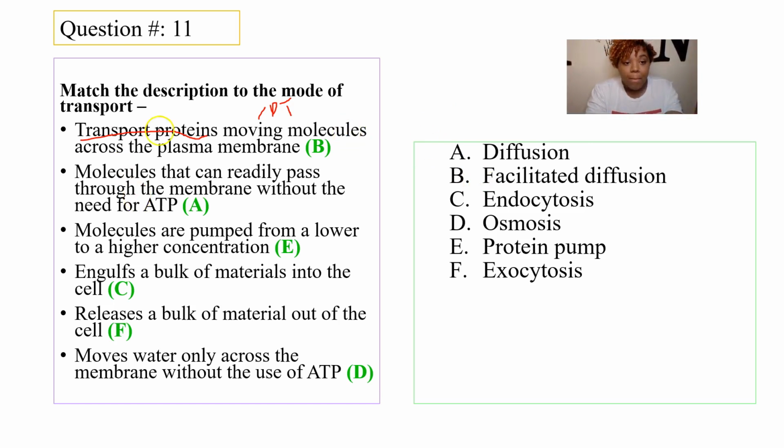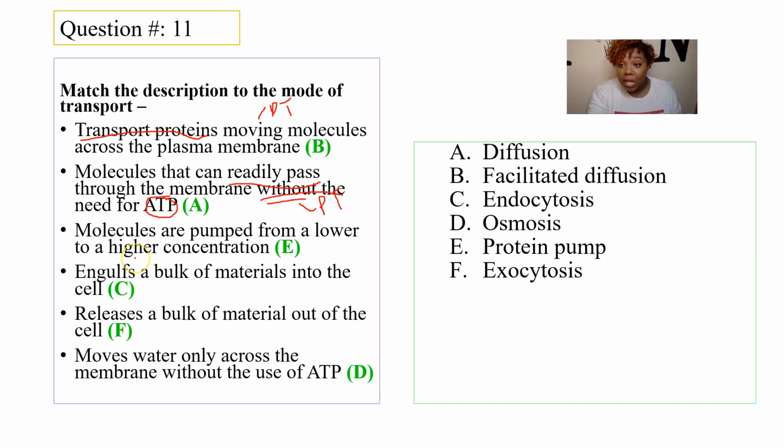The second one, molecules can readily pass, meaning without any help. They can just pass through the membrane without the use or need of ATP, which makes my answer A, diffusion. Diffusion passes through. It doesn't need proteins, it doesn't need energy, and since I know it doesn't need energy, I know right off the bat that it is passive transport. Now, if it was osmosis, they would have told me it was water. But since they didn't, I know it was diffusion.